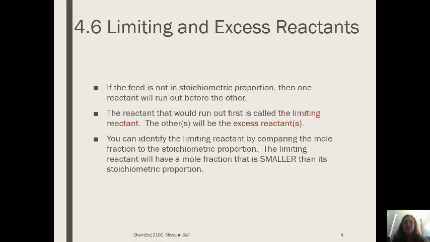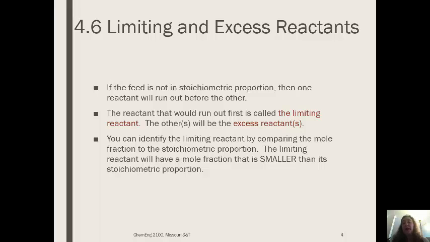Now we don't always do our feeds in stoichiometric proportion. Often there's very good reasons for why we might do that, but we want to be able to quantify when things are not fed stoichiometrically. One reactant will run out before the other one. The reactant that would run out first is going to be called the limiting reactant. The other one is going to still have some left over at the end. That will be called the excess reactant.